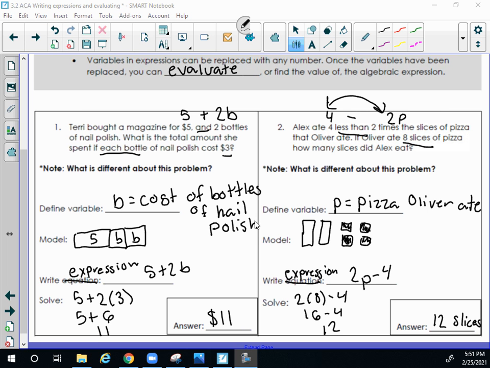All right, so number 2 says Alex ate 4 less than 2 times the slices of pizza that Oliver ate. So remember that the words less than mean that we are going to flip the order that it gives it to us. So our expression should be 2p minus 4. I chose p as my variable and I defined it as the amount of pizza Oliver ate. My model, I used the algebraic model. Remember that the shaded squares are equal to -1. And when I evaluated, I plugged in 8 for p, and so our answer should be 12.